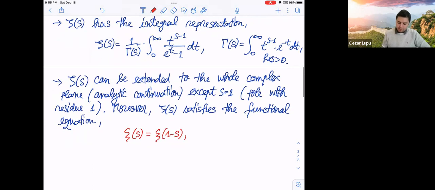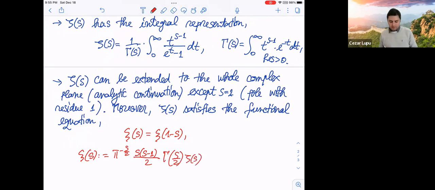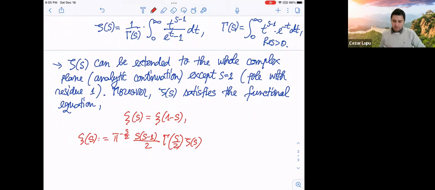And this function psi of s is defined in the following way: pi to the power negative s over two, times s times s minus one over two. Actually, it's what we call the completed zeta, so times gamma of s over two times zeta of s, right? This was given by Riemann in 1859.